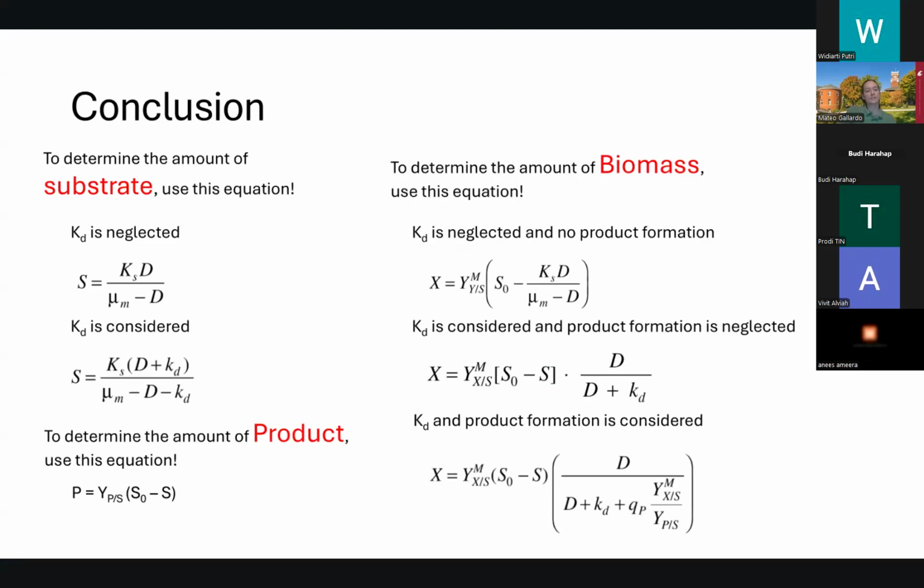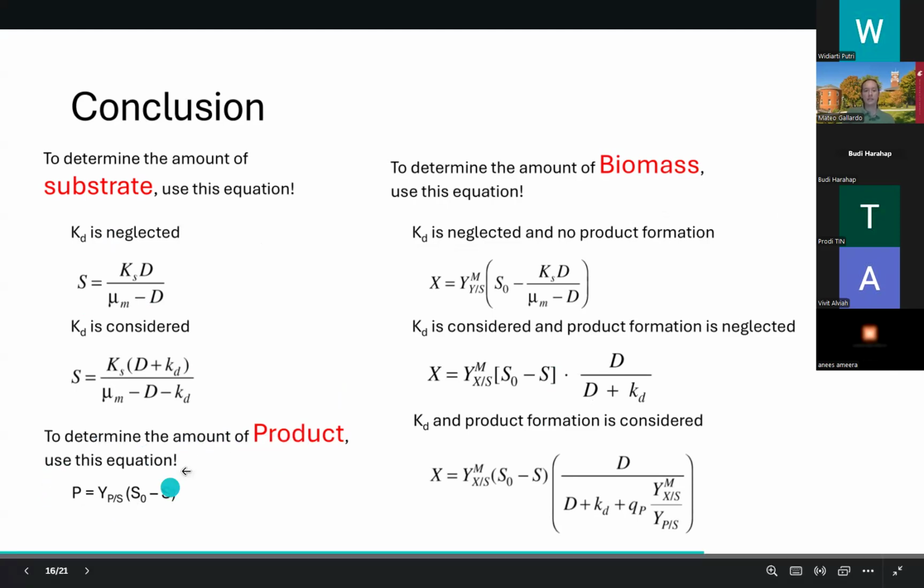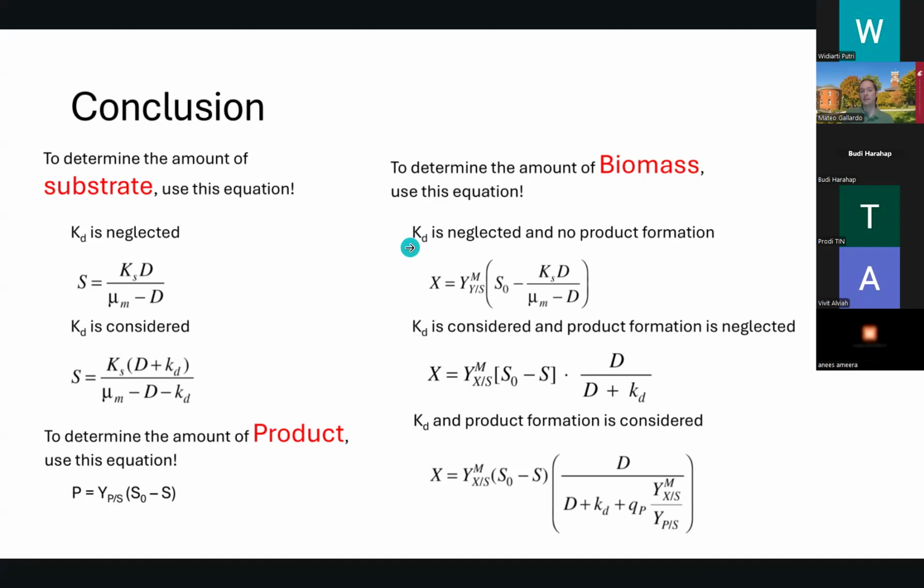As a conclusion for these mathematical expressions and calculations, we have some formulas that can help us to determine the amount of substrate when the maintenance and the death rate are neglected, and when they are considered also. We will be able to calculate the amount of product using this formula, and the amount of biomass when the death is neglected and when it's considered, and also when the death rate and the product formation are considered at the same time.